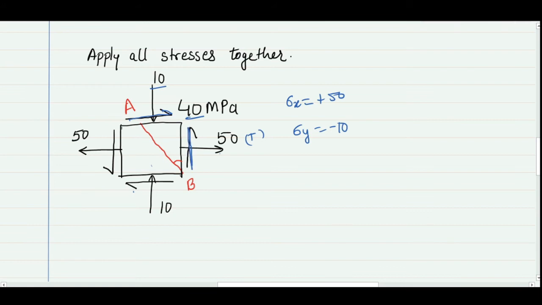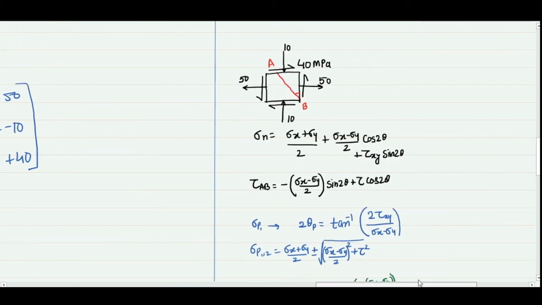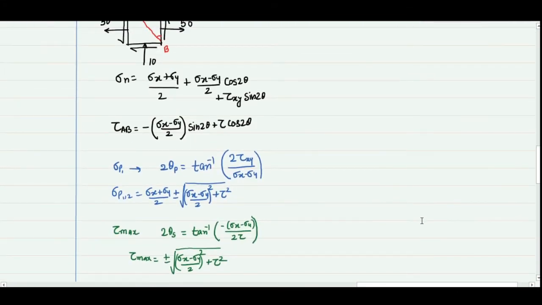And according to my sign convention, a vertical shear stress on the front face will be positive, so my shear stress will be what? Plus 40. So using these three values, I can apply our formula and we can get the value of all the stresses. So here is the set of formulas and let's try one by one. When I try to find the normal stress, my normal stress will be what? It will be 50 minus 10 divided by 2 plus 50 minus 10 divided by 2 cos 60 degrees, because my theta is what?